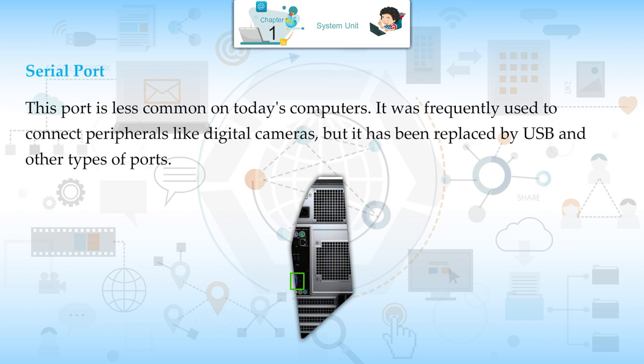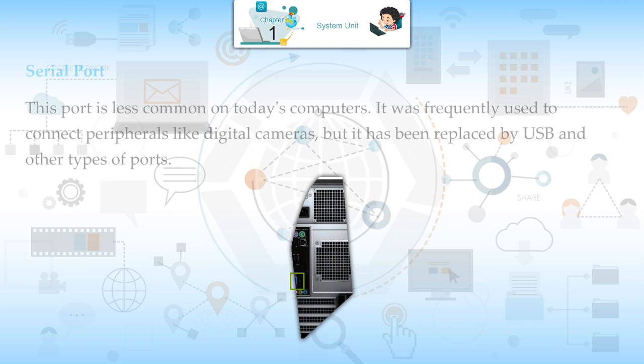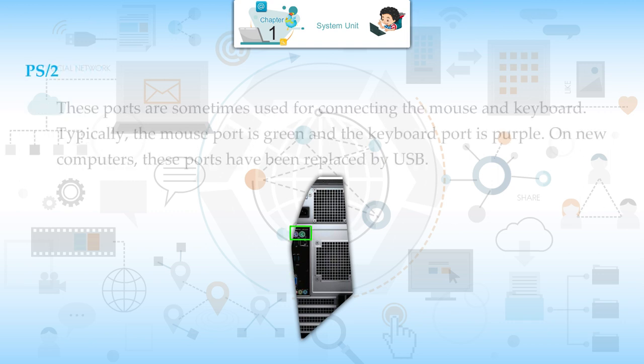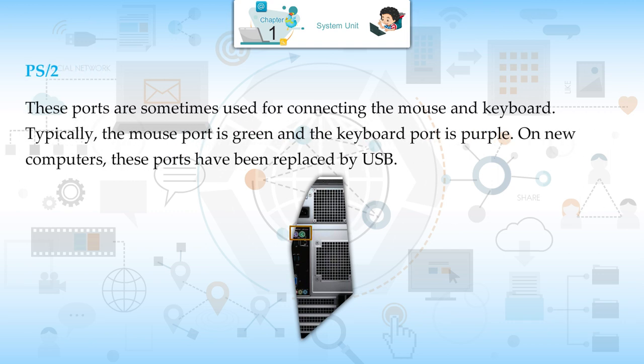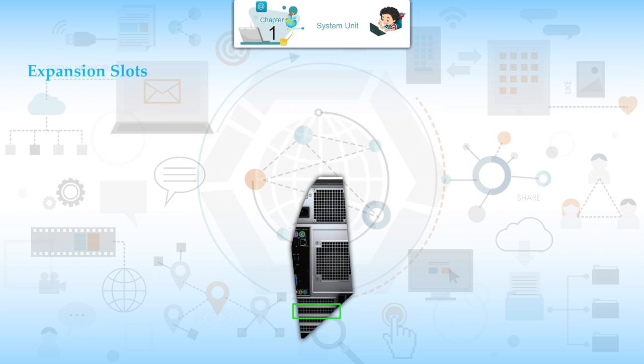Serial port. This port is less common on today's computers. It was frequently used to connect peripherals like digital cameras, but it has been replaced by USB and other types of ports. PS/2. These ports are sometimes used for connecting the mouse and keyboard. Typically, the mouse port is green and the keyboard port is purple. On new computers, these ports have been replaced by USB.